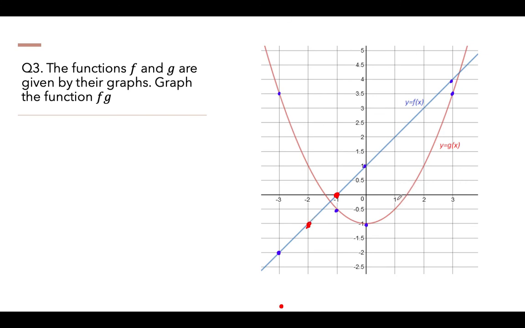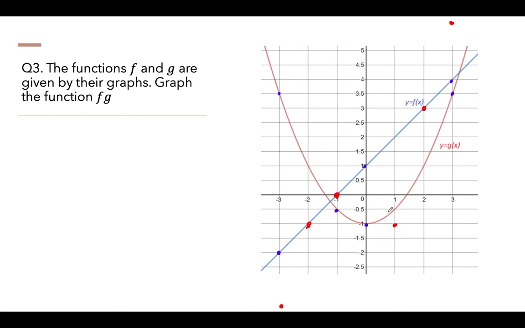And then at 1, we could do 2 times -0.5, which is going to give me -1. And at 3, 4 times 3 is going to be 12, so it's going to be really, really high up over here. And then why don't we try at 2? So 1 times 3 is 3.